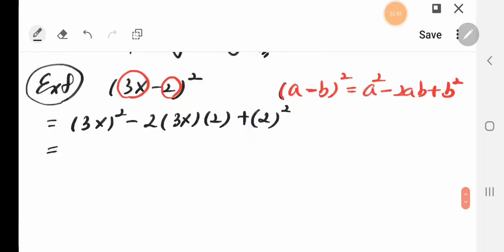Alright, now simplify each term. So 3 squared is 9x squared, minus 2 times 3 is 6, 6 times 2 is 12x, plus 2 squared is 4. So that's it.